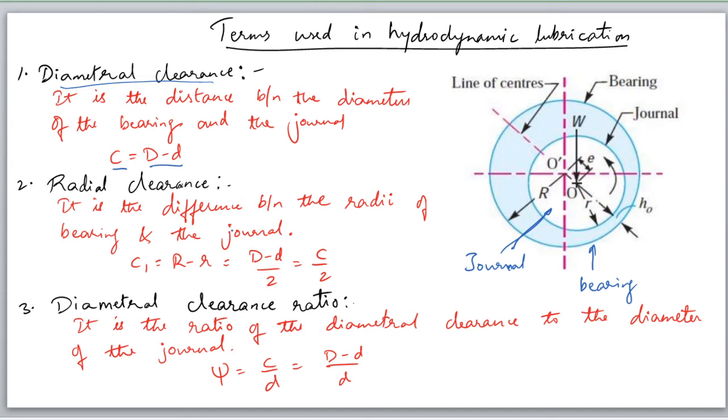Next is the radial clearance. It is the difference between the radii of the bearing and the journal, represented by C1. C1 is equal to R minus r, or (D minus d) by 2, and that is equal to C by 2. It is half of the diametral clearance. Next, diametral clearance ratio. It is the ratio of the diametral clearance to the diameter of the journal, represented by psi. Psi is equal to C by d, that is (D minus d) by d.